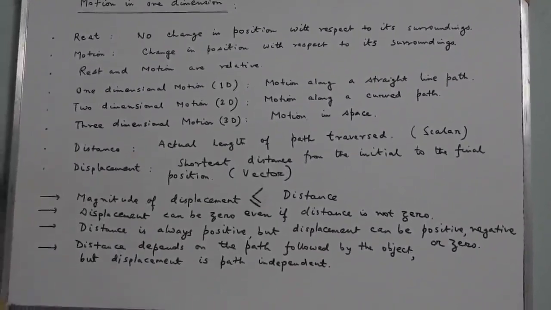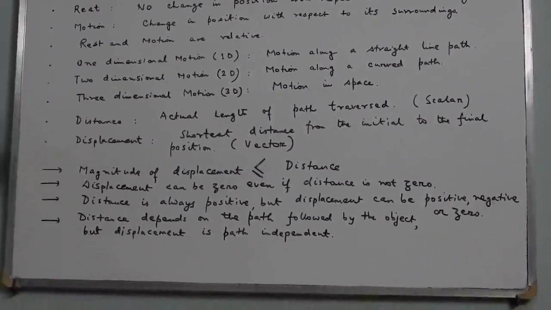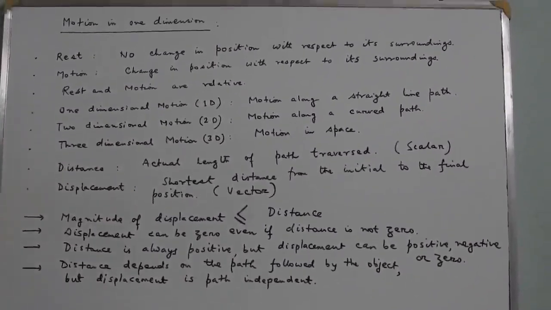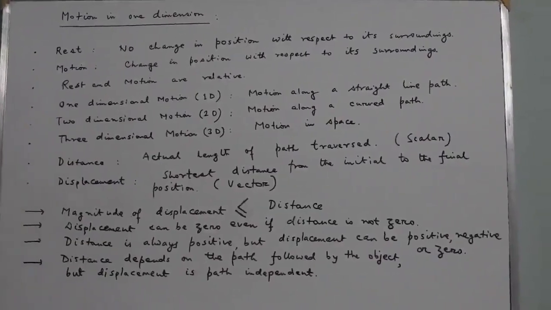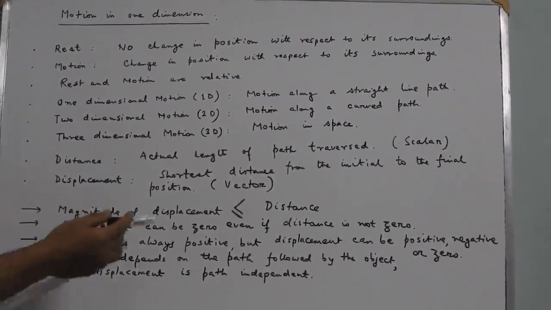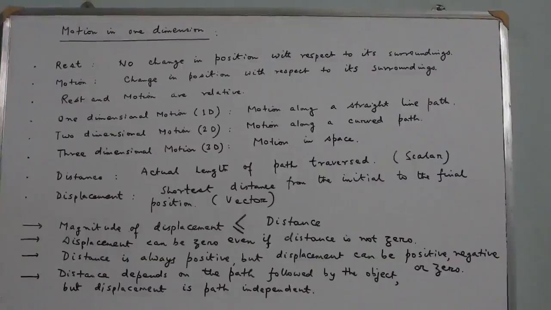However, if the body is moving along a curved path, then the distance traveled is the actual length of the curved path, whereas the displacement is the straight line distance that connects the initial position to the final position. And so, in this case, if a body moves along a curved path, the magnitude of the displacement is always less than the distance followed by the body.